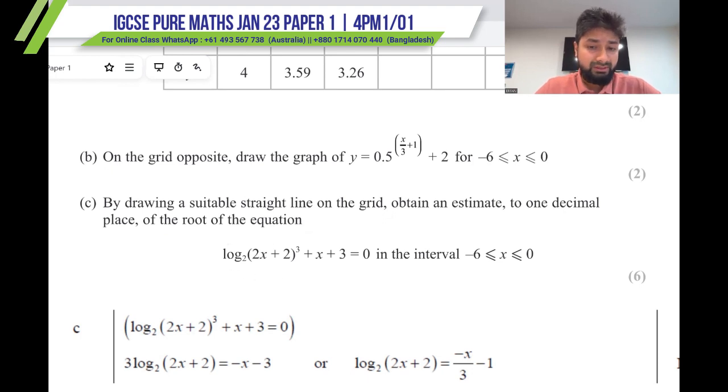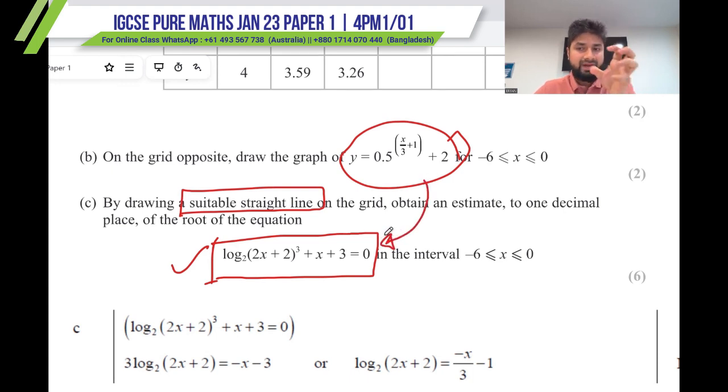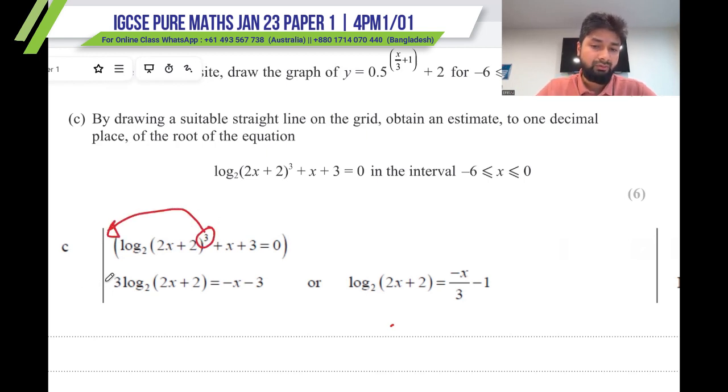To find the root of the equation, they have given you a new equation. You must understand that this equation is a combination of the main equation and the suitable straight line. So we need to somehow extract the main equation from here. If we extract and separate it, we'll be left with only the suitable straight line. When we write the main equation, the next step would be, if you already know that the power of log can be brought to the front, we can write it in front over here.